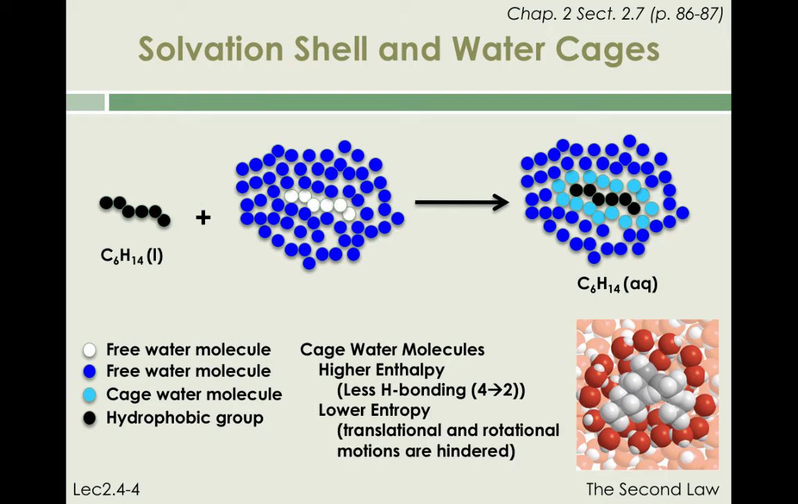Cage water molecules also exhibit much lower entropy than the free water molecules, since their translational and rotational motion are hindered by the presence of the hexane neighbor.